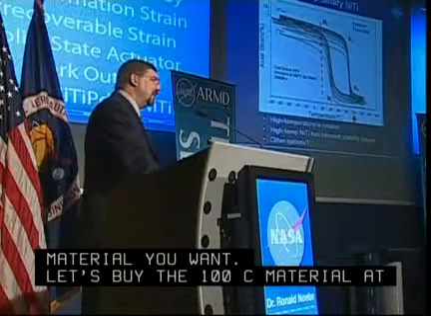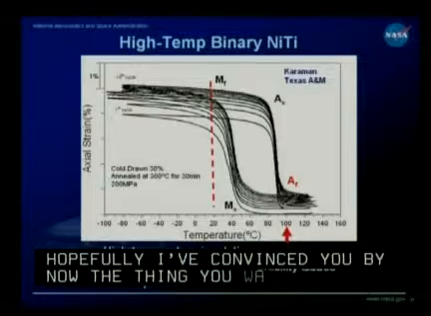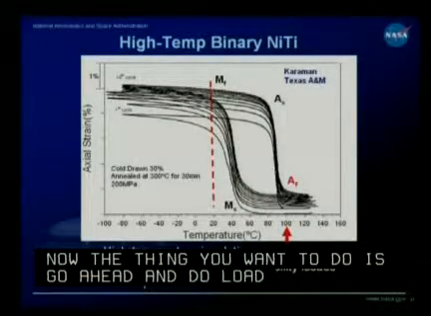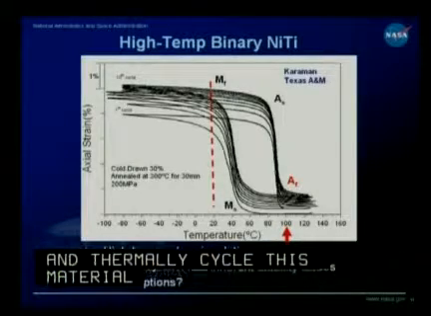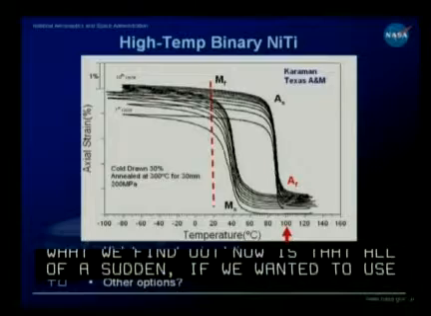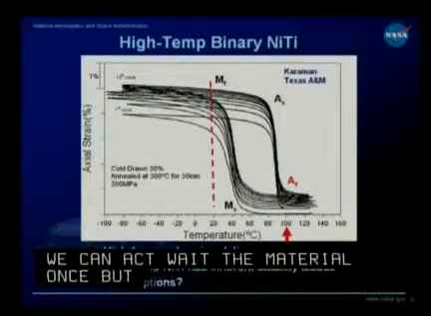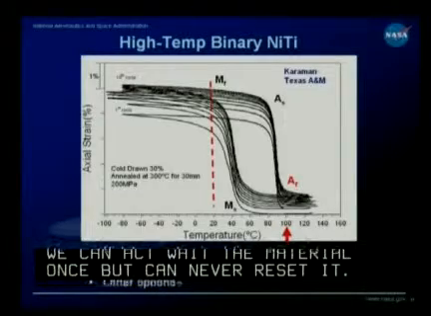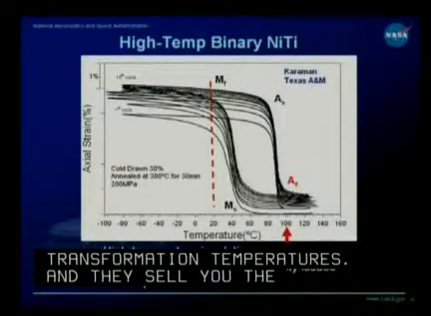Hopefully I've convinced you by now that the thing you want to do is go ahead and do these load-biased thermal cycles. So we thermally cycle this material under load. What we find is that if we wanted to use this material at 80 degrees C, we could use it one time. We could actuate the material once, but we could never reset it, because remember, there are 4 characteristic transformation temperatures, and they sell you the material by the austenite finish, the highest transformation temperature.